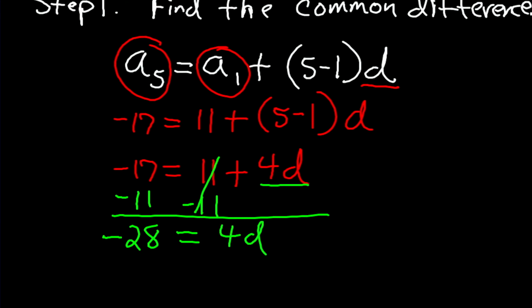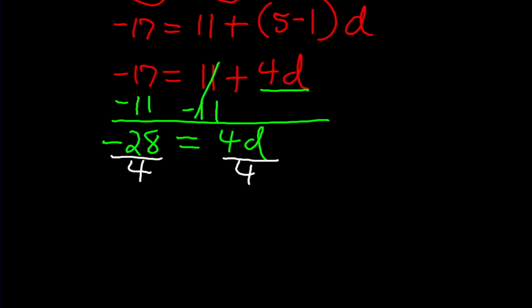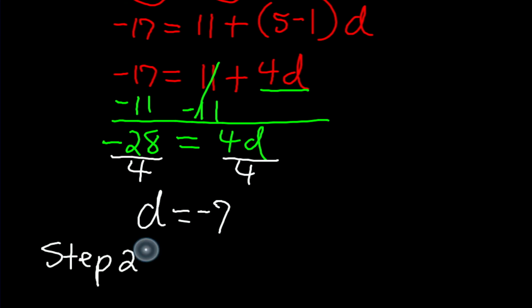Now, I want to get rid of the 4 in front of the d. In order to get rid of the 4, which means multiply when they're together like that, I have to do the opposite thing. I have to divide by 4 on both sides. And when I do that, d is equal to negative 28 divided by 4, which is negative 7. So I've found the common difference, which is negative 7. Then, since I've gone in steps, step number 2 is to find the next three terms in the sequence.